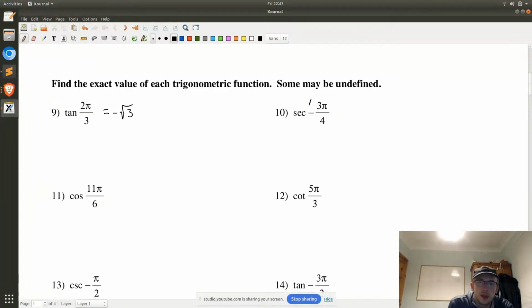Actually, secant of negative 3 pi over 4. Okay. So that's 1 over cosine of negative 3 pi over 4. Now, cosine is an even function. That means cosine of a negative x is equal to cosine of x. Basically, it's symmetric about the y-axis. So 1 divided by cosine of 3 pi over 4.